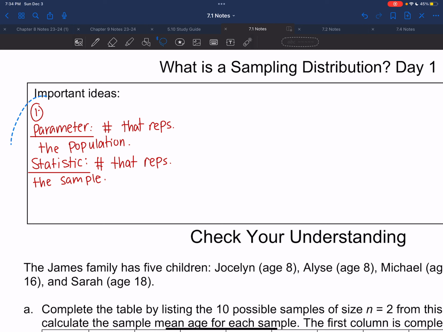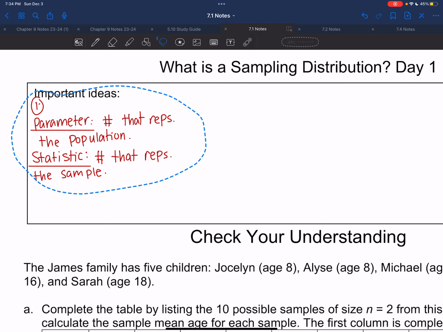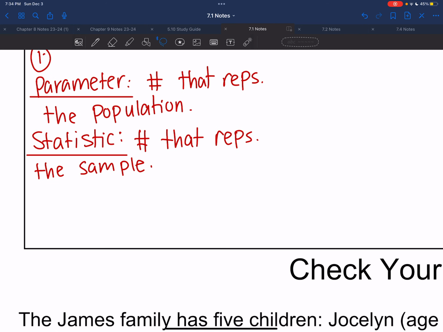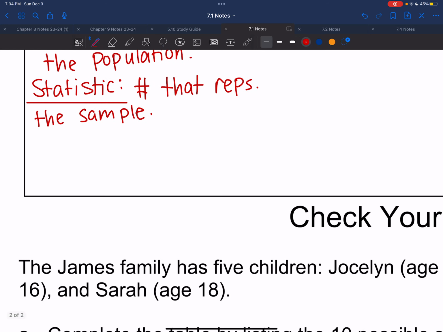And we actually have different symbols to help represent these values. Depending on what type of values you're looking at, you have symbols that represent parameters and statistics for means, proportions, and standard deviations. So I'm going to make a little table here: parameter, statistic, mean, proportion, and standard deviation.